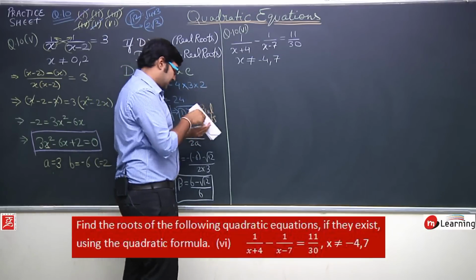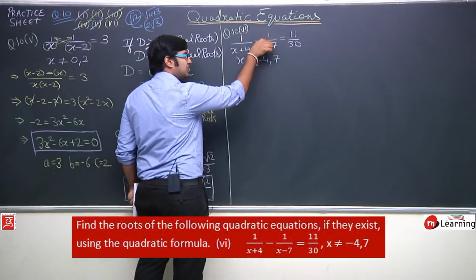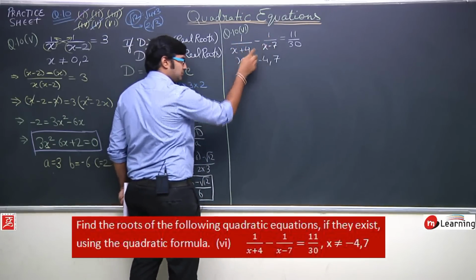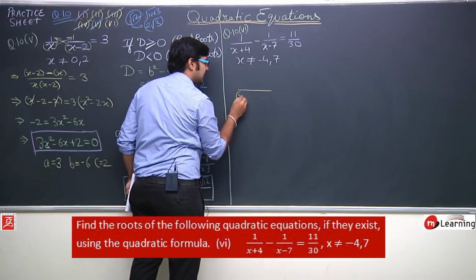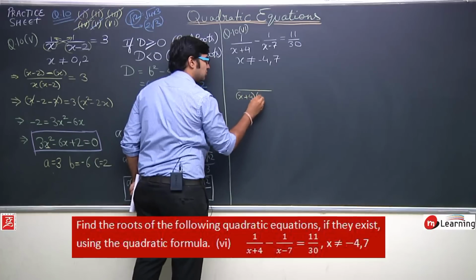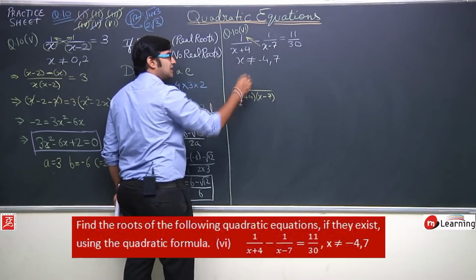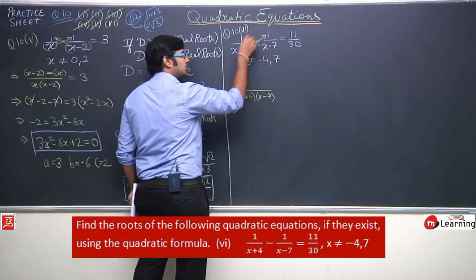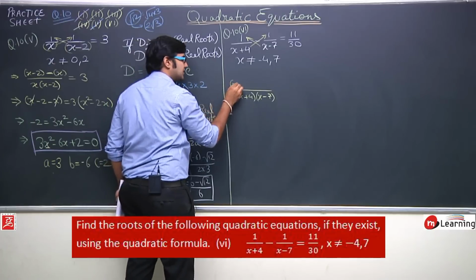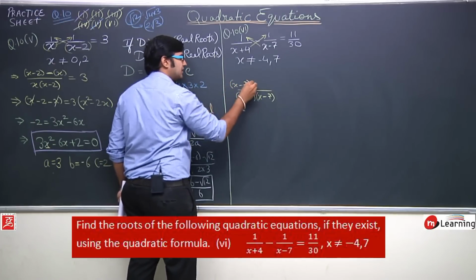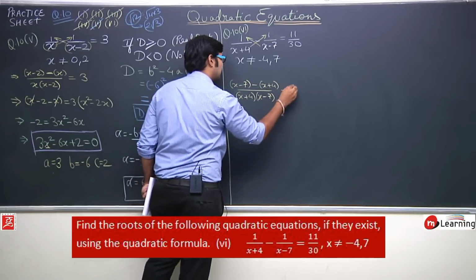What we will do, the first step will be to take LCM. It is 1 upon some fraction minus 1 upon another fraction. So here the LCM will be x plus 4 into x minus 7. Okay, and this x minus 7 will get multiplied with the first part and this x plus 4 with the second part, that is the cross multiplication. So it will give you x minus 7 minus x plus 4 is equal to 11 upon 30.